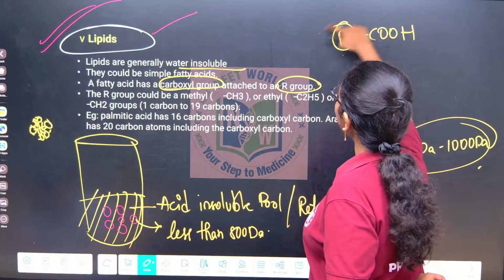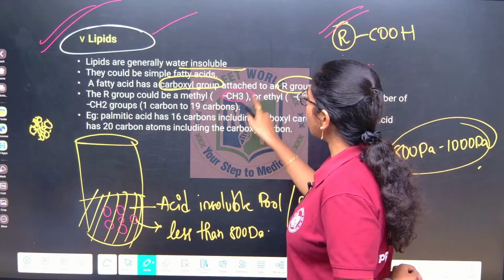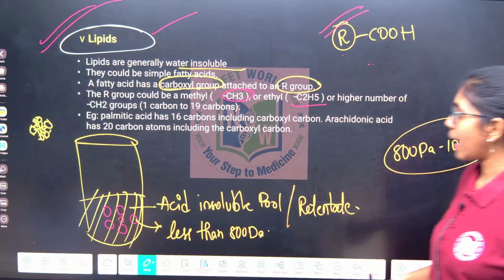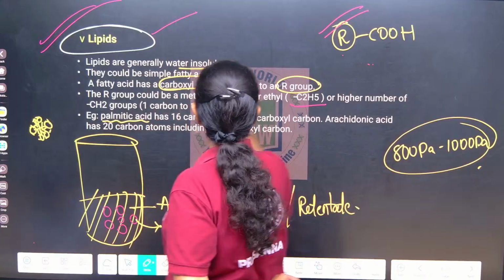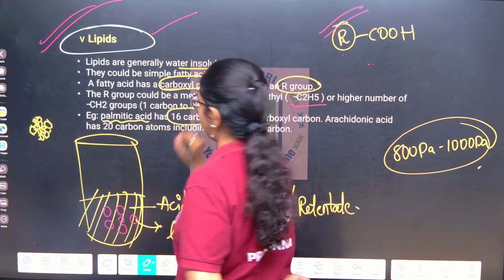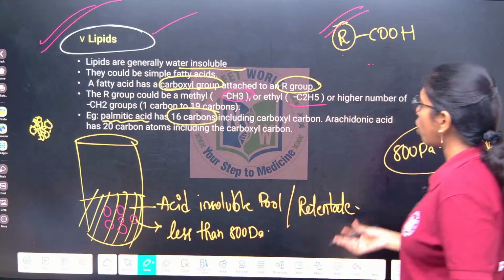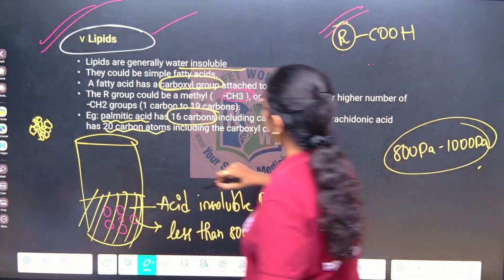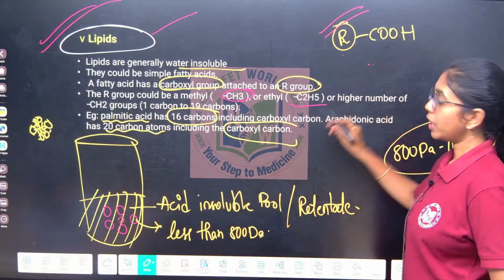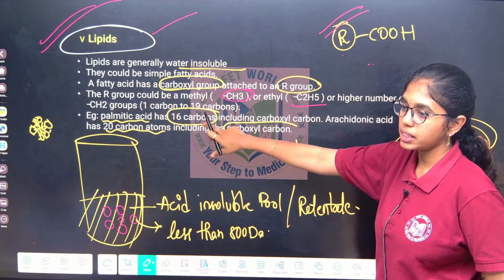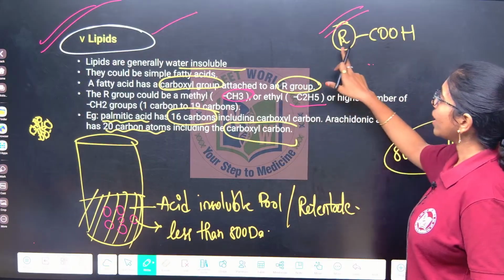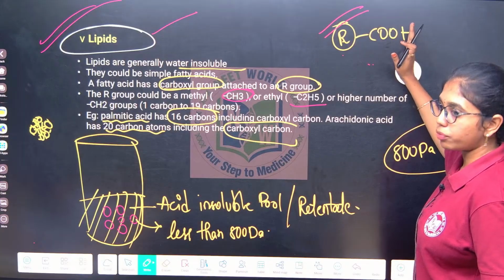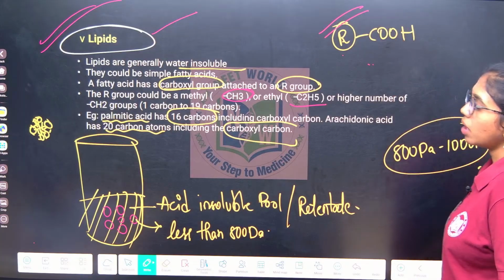So that R group can be anything. It can be a methyl group or an ethyl group or a higher number of CH2 groups. For example, palmitic acid has 16 carbons, including carboxyl carbon. Arachidonic acid has 20 carbon atoms, including carboxyl carbon. That statement you have to remember. Done with this?